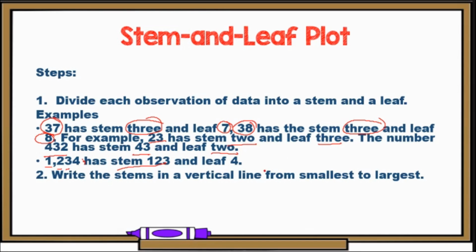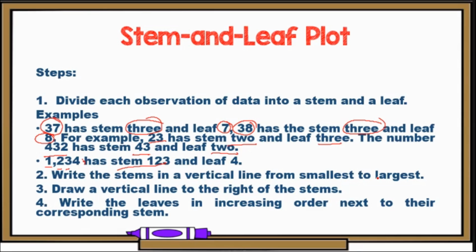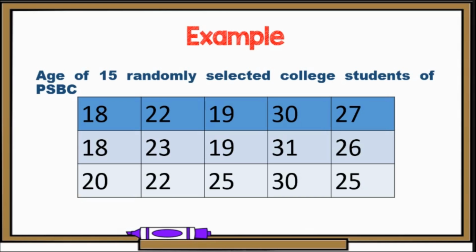Now, let's go to step number 2. Write the stems in a vertical line from smallest to largest. Next, draw a vertical line to the right of the stems. And finally, write the leaves in increasing order next to their corresponding stem. Let's have an example. This is the data set for the age of 15 randomly selected college students of PSBC. So their ages are 18, 18, 20, 22, 23, and so on.